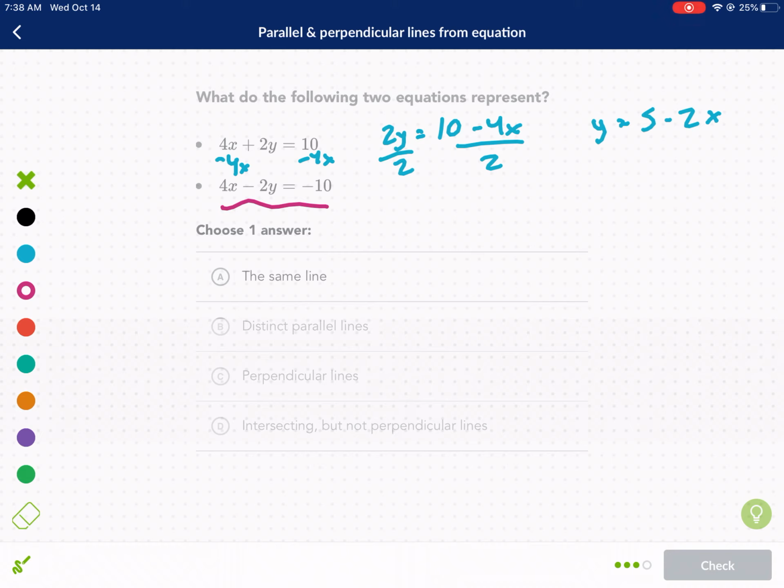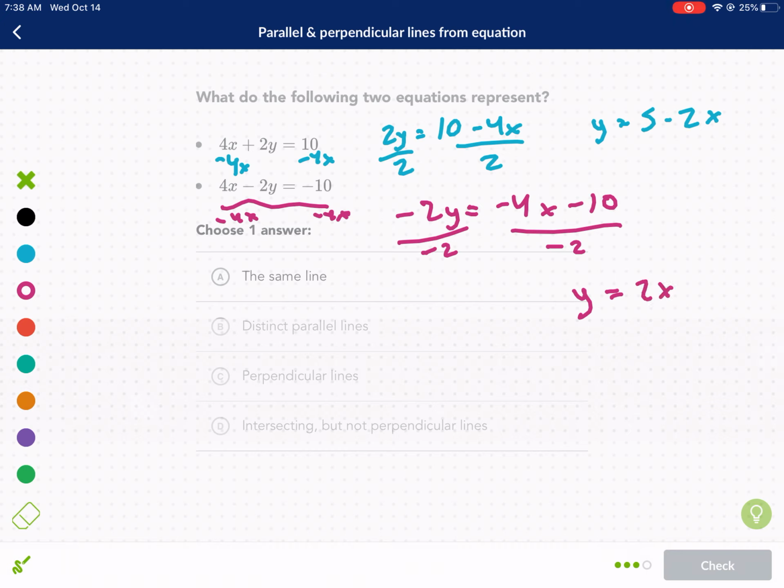Then we got this guy. Maybe it looks the same, maybe it's different. Let's see what happens, minus 4x, minus 4x. Now we have negative 2y, so it's going to be a little different, equals, again, I'm going to keep the x first this time, and then minus 10. I need to divide by negative 2 now to both sides. So I get y equals negative 4 divided by negative 2 is positive 2x. And then we have negative 10 divided by negative 2 is a positive 5.